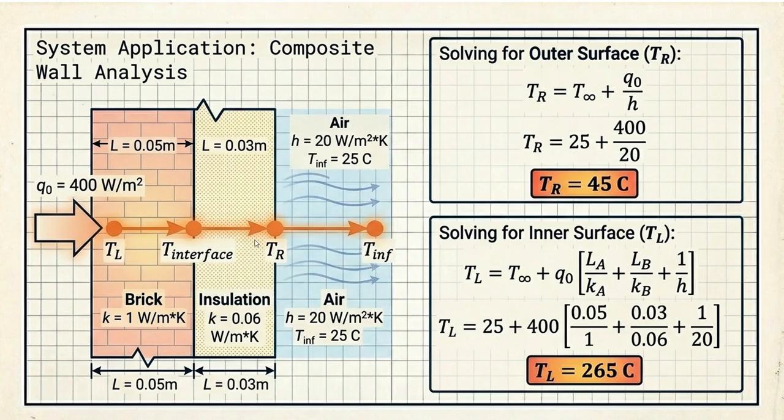So TR is equal to T at ambient temperature. Ambient temperature would be 25 degrees centigrade. We have used that here. Heat supplied was 400 watt per meter square, and h is given as 20 watt per meter square Kelvin. So substituting, 400 by 20, that's 20, 25 plus 20, that would be 45 degrees centigrade. Thus the temperature TR is 45 degrees centigrade.